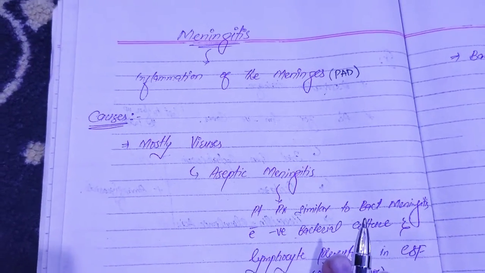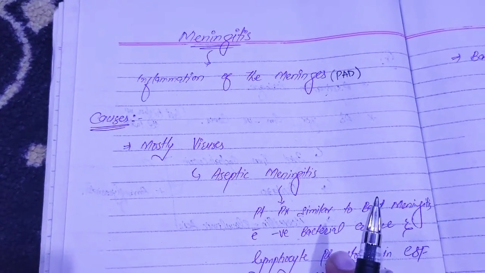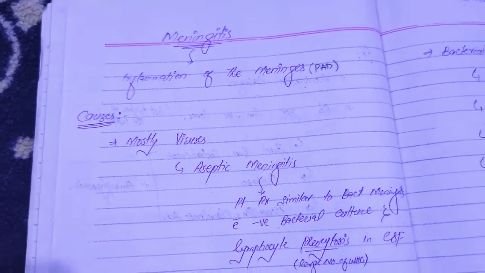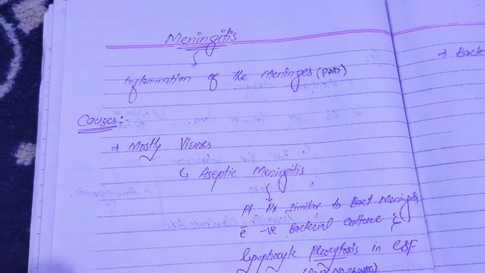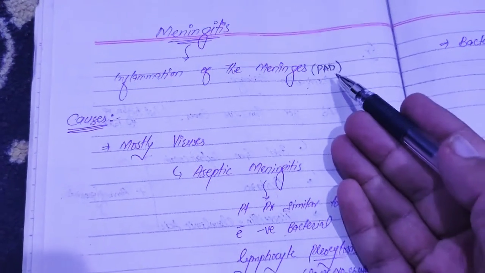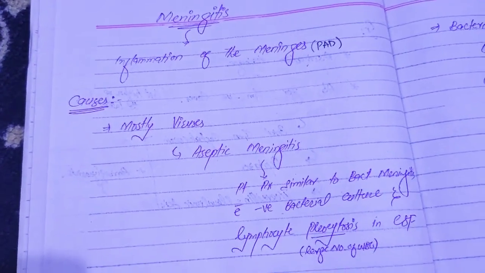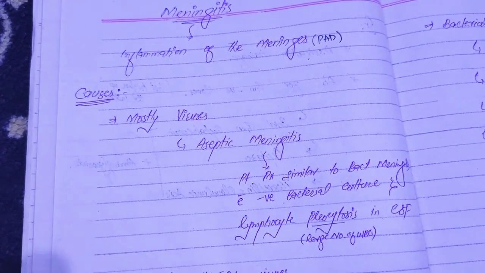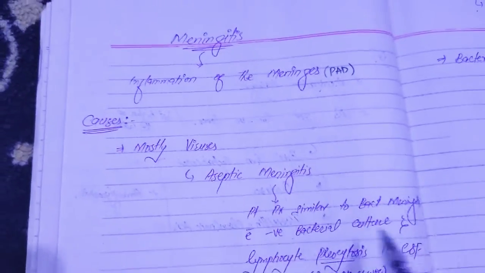Okay, folks, let's today talk about meningitis. So, meningitis is basically the inflammation of the meninges. Now, the meninges are the envelopes that surround the brain as well as the spinal cord. You can remember the meninges with the help of the mnemonic PAD, that is the pia mater, arachnoid mater, and the dura mater in the same sequence.